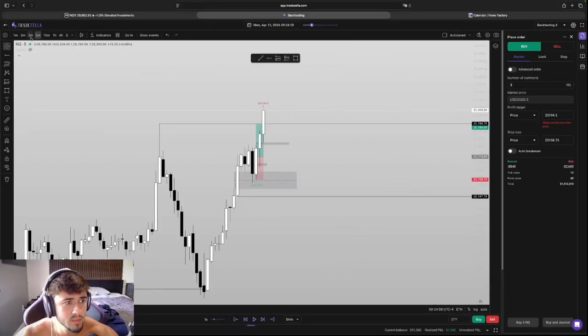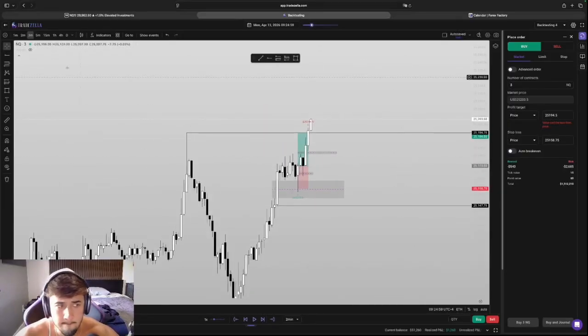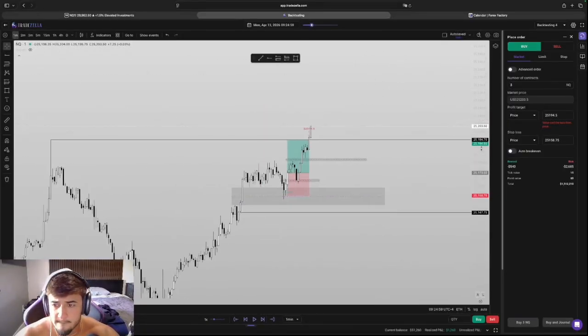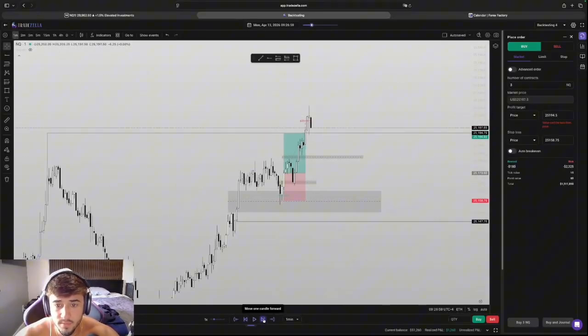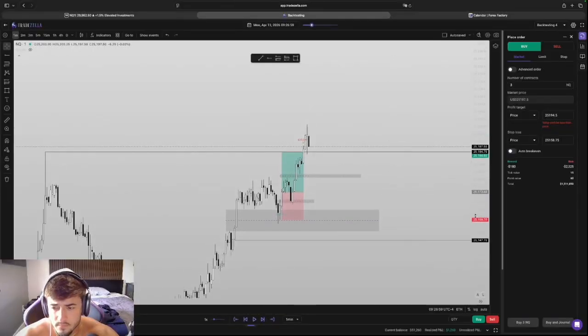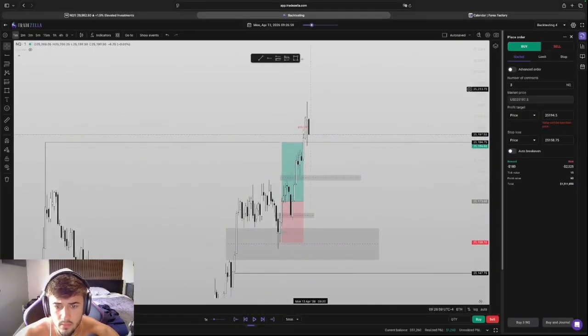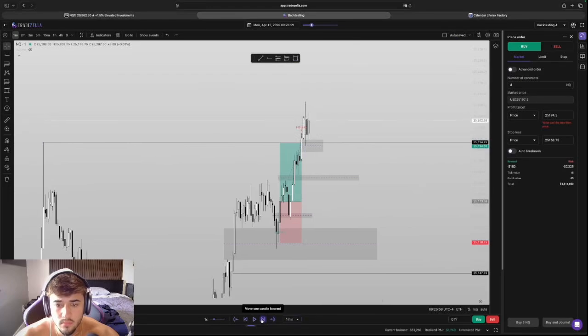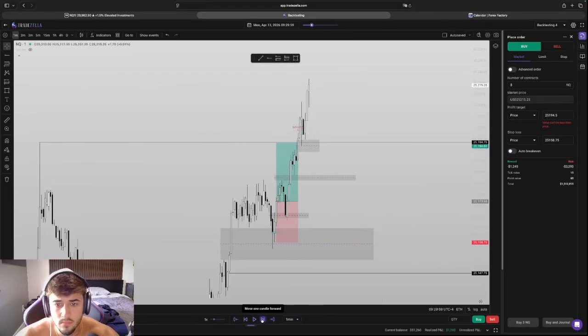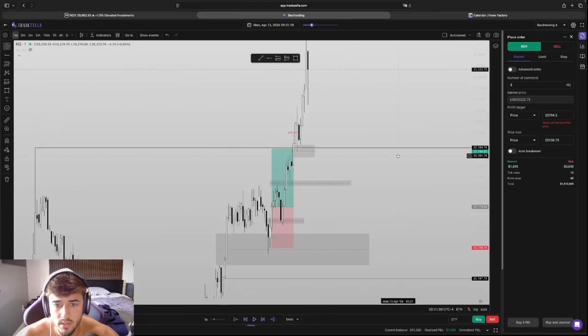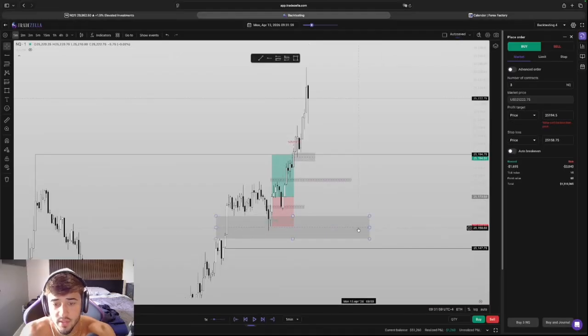Have this 5 minute here. Let's see if we get some sort of manipulation down. And this 1 minute. Yeah, market is hella bullish. It's gonna respect every fair value gap. It's literally gonna respect every fair value gap.